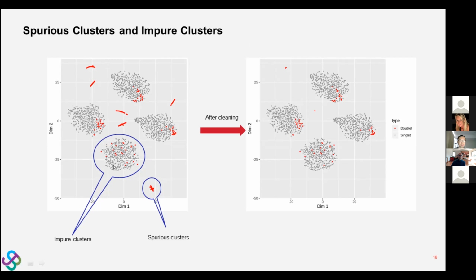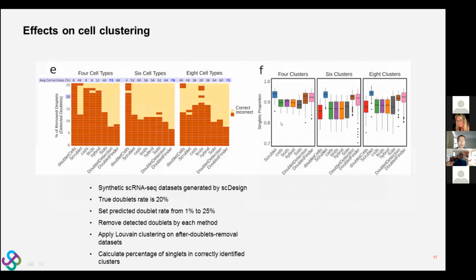So the most important goal of those methods is first to remove all those superior clusters so that we can identify these 4 main clusters. And the second goal is to try to remove as many as possible of those within-cluster doublets so that we can get pure clusters. So this is the benchmark result.